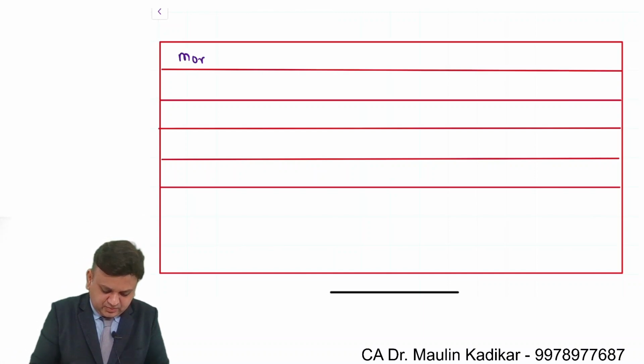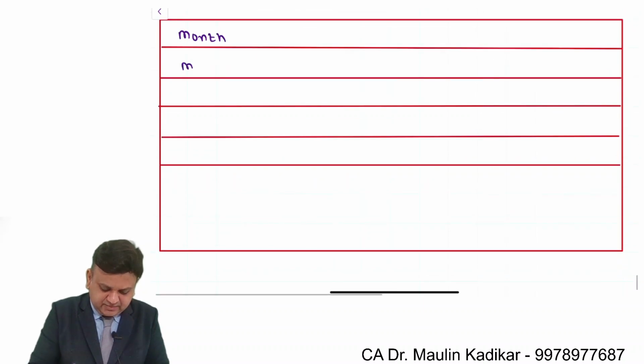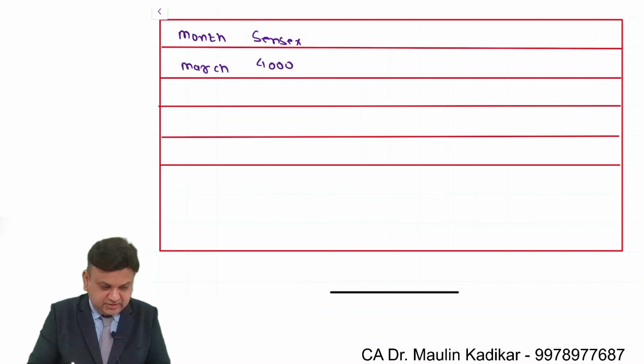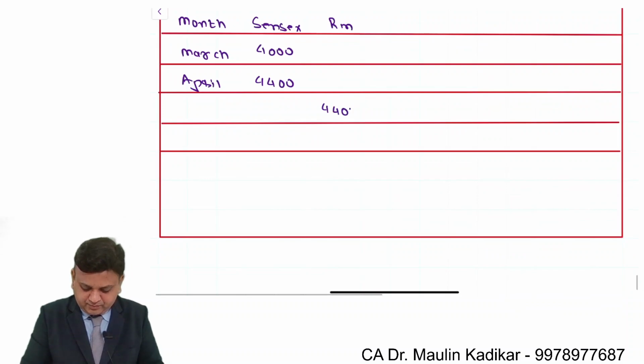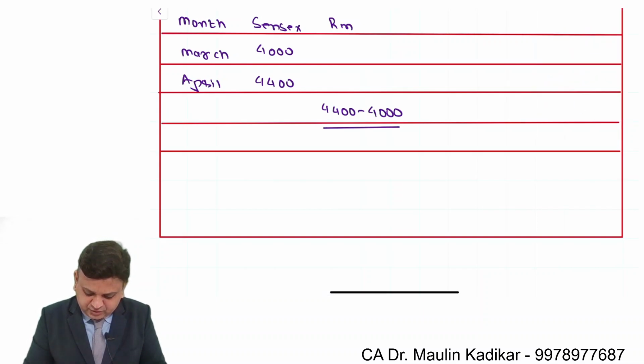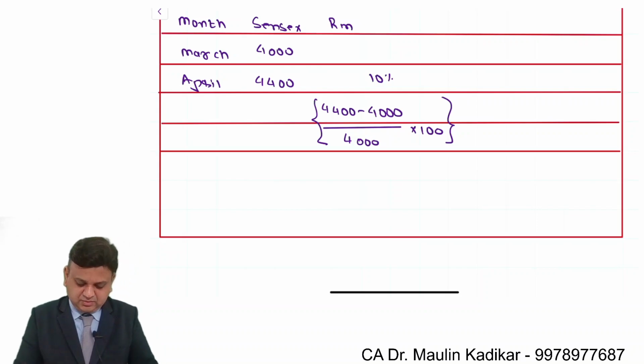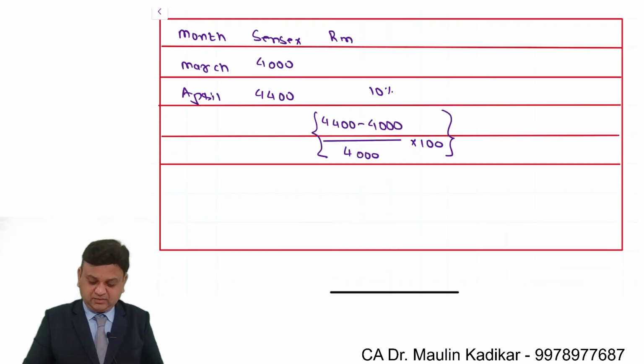So I am writing column number 1, month. In that I am writing March. I am writing Sensex, it is 4000. Then I am writing April, Sensex is 4400. So I am writing return on the market portfolio: 4400 minus 4000, divided by 4000, into 100. So the answer is 10%. This is the way the RM is calculated.